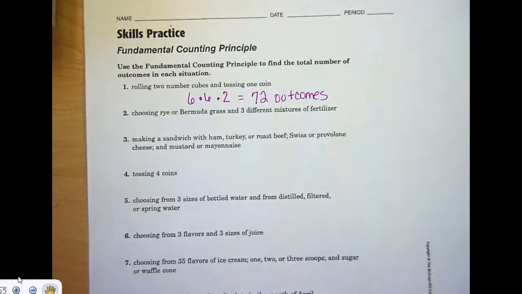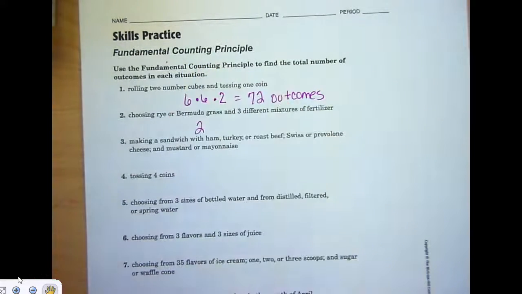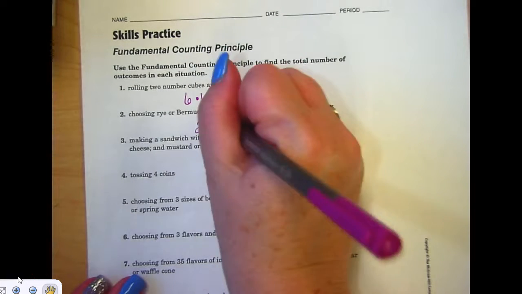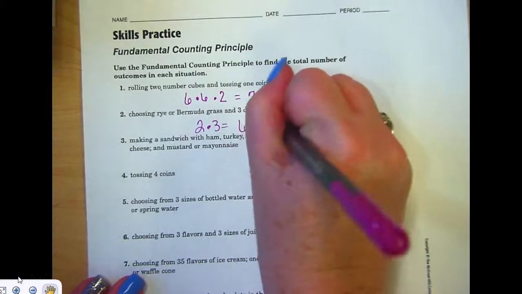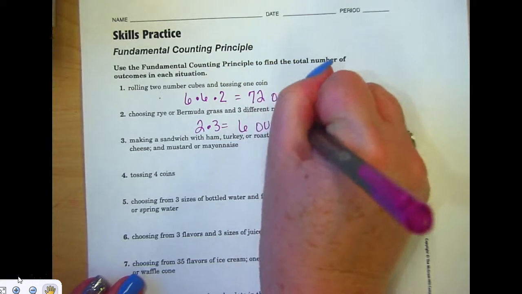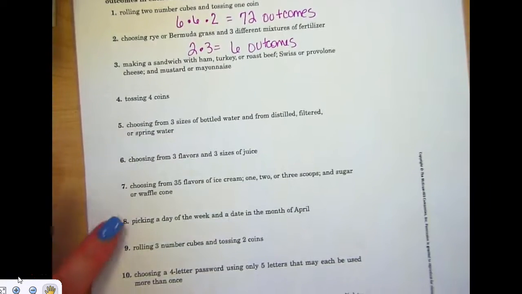Choosing rye or Bermuda grass and 3 different mixtures of fertilizer. So the first event is you're choosing the grass. So how many outcomes are there? 2. And if you choose from 3 different kinds of fertilizer, how many outcomes? 3. 2 times 3 is 6 outcomes. Easy enough? All right, some of it's difficult when you get down here.